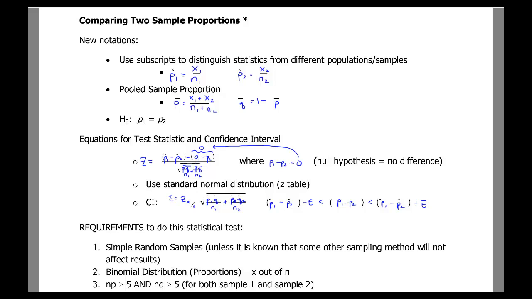Then we need to use something called a pooled proportion, which is a p with a bar over it. And that's going to be the two x's added together divided by the two n's added together. And then q with a bar over it equals 1 minus p with the bar over it. The null hypothesis for these tests will be that p1 equals p2, or you could write it p1 minus p2 equals 0, meaning there's no difference between the two groups.